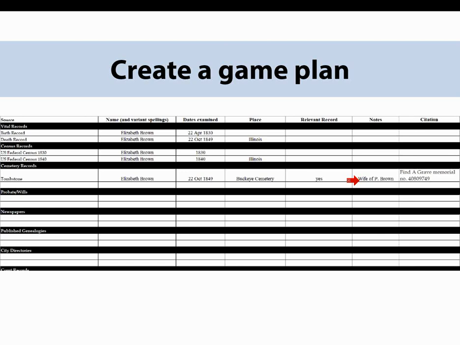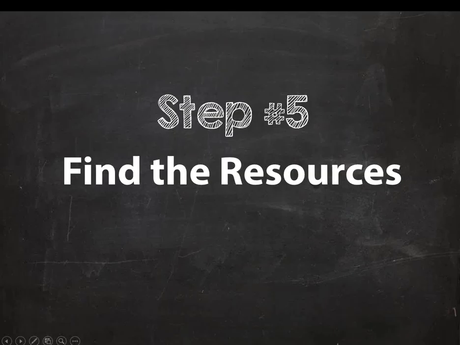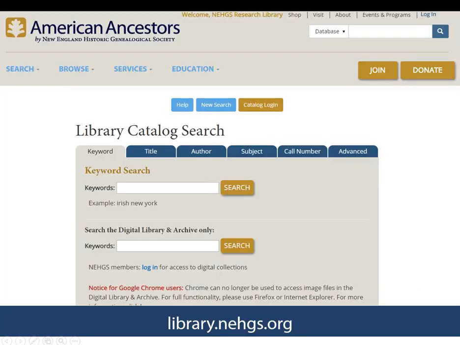But what we want to do is find the resources. Do these resources even exist? This is in a perfect world. In a perfect world, we would find newspapers and vitals and all sorts of stuff for Elizabeth. But we want to find out if we can actually do that. So now we've got to find the resources. Here's a few places to look.